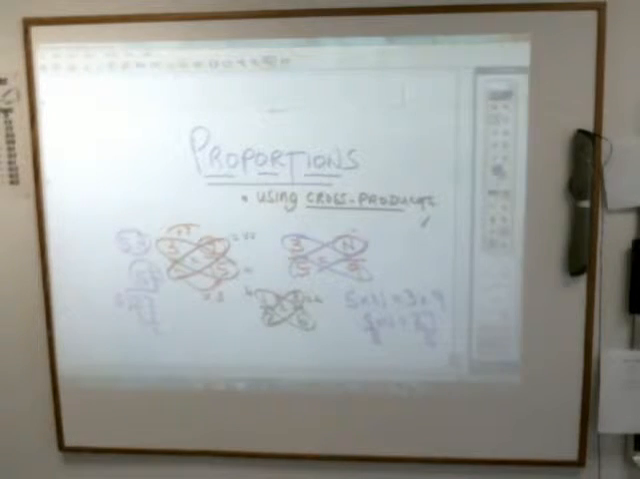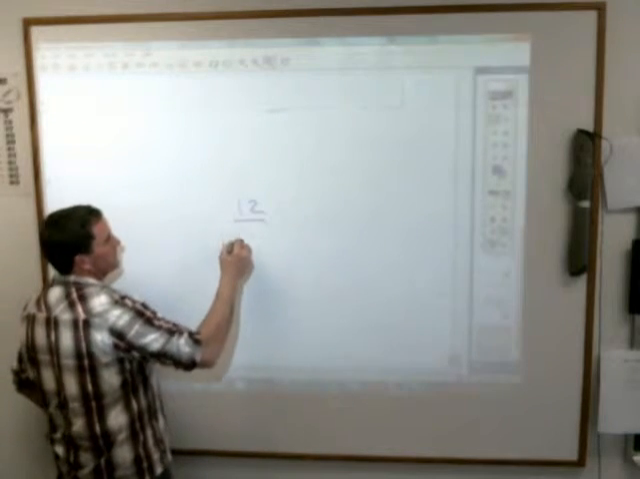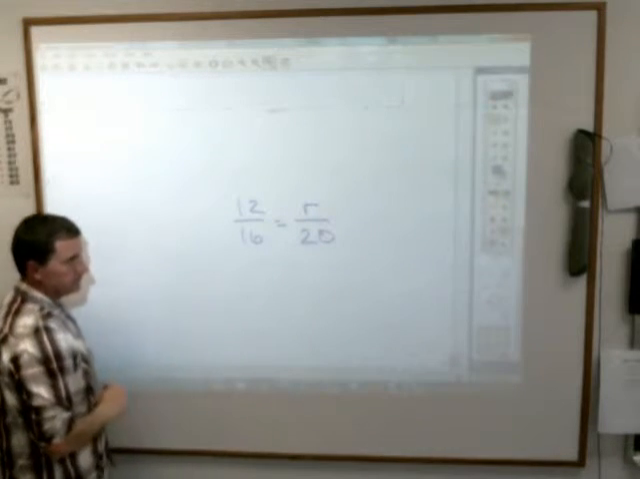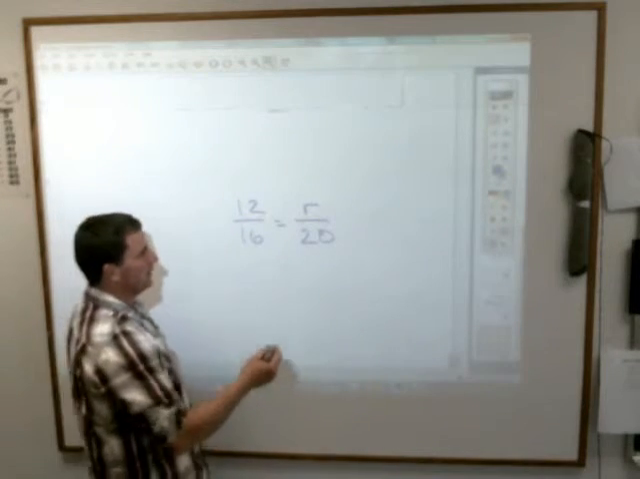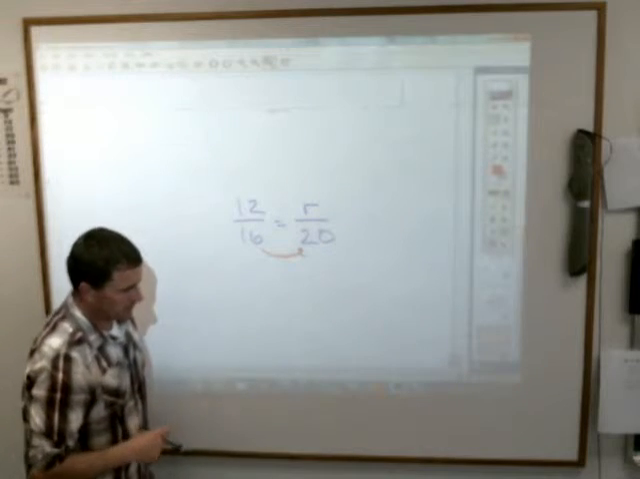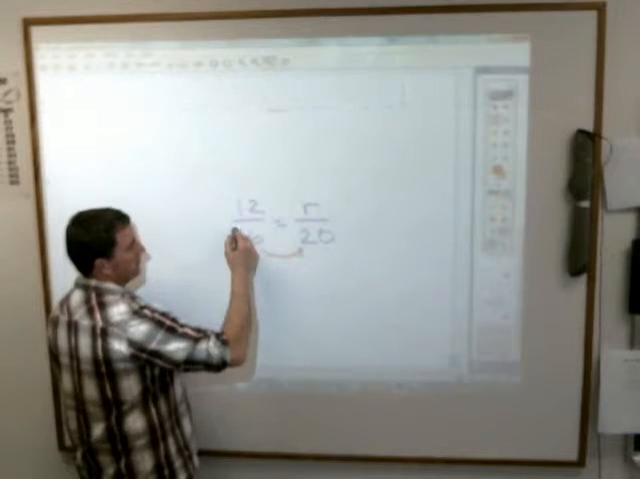How about this one? I don't want to give you half the ones they give here. They actually do give you ones that kind of work out. 12 over 16 equals r over 20. Okay, a couple things here. This doesn't really work out because 16 times question mark is 20. I don't know. So I'm going to use cross products. I'm going to cross multiply.